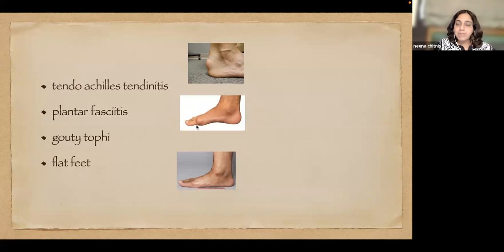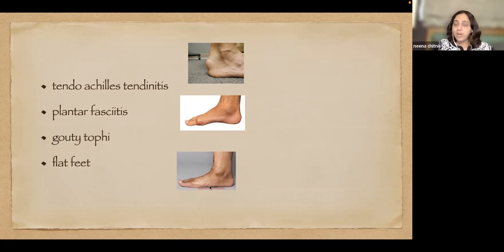The first MTP is a common joint to be involved in gout. So you can see the acute swelling also, or you can see for the gouty tophi. The first MTP is a common joint to get gouty tophi. Many times the patients do not have any inflammatory arthritis, but a lot of foot pain and tenosynovitis, which is because of flat feet. So don't forget to see for that.